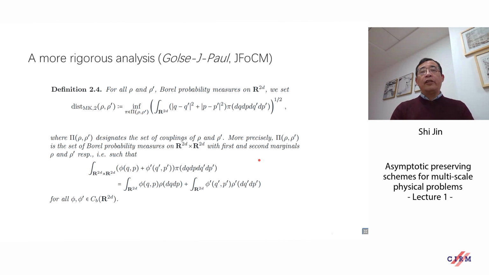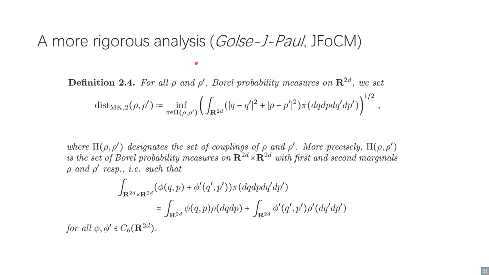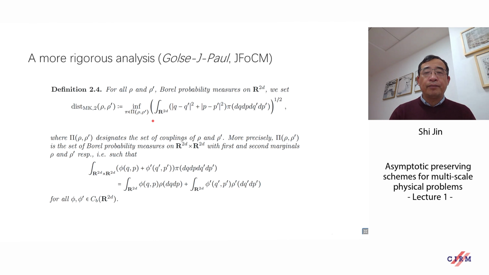Well, of course, this is not very rigorous. Well, recently with Francois Golse and Thierry Paul, we made this analysis rigorous. We can now prove rigorously that you can take the time step independent of epsilon. And here, the analysis is a little bit involved, but we have to use the so-called Monge-Kantorovich 2 distance, which is defined here. Okay, it's basically if you assume rho and rho prime, which are both Borel probability measures, this is the Monge-Kantorovich 2 distance between these two probability measures.